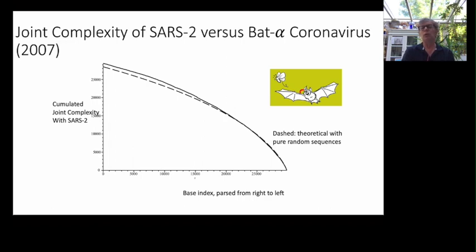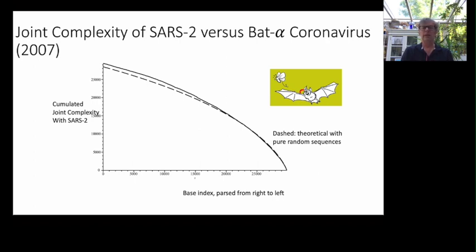Here are some of the results I obtained by playing with joint complexity and the SARS-2 genomic sequence. First, I compare the SARS-2 genomic sequence with the first known bat coronavirus, the common ancestor, bat alpha coronavirus, which was discovered in 2007.